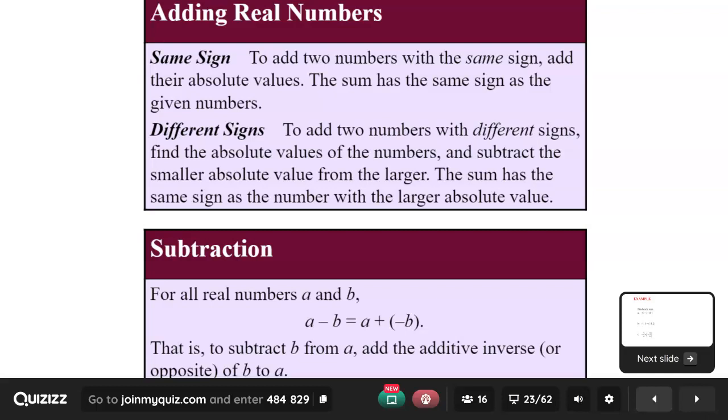Starting with adding, okay? Adding real numbers. Doesn't matter if they're integers, whole numbers, fractions, decimals, square roots. Doesn't matter. If you're adding two numbers that have the same sign, you're going to add those numbers together and you're going to keep that sign, whether they're positive or negative.